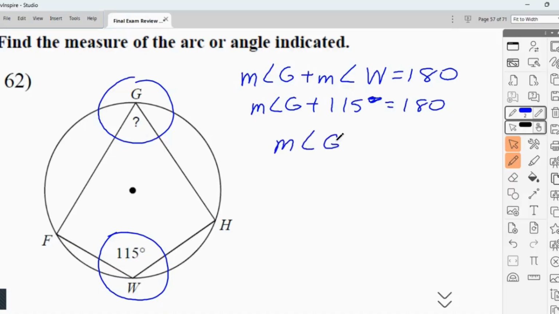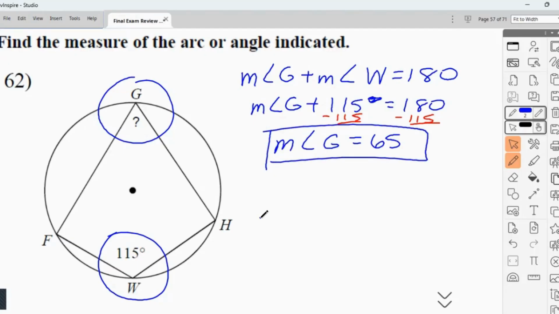So subtract 115 from both sides, right? Here and here. G is equal to 65. Okay, let's keep it moving here. Where are we at?